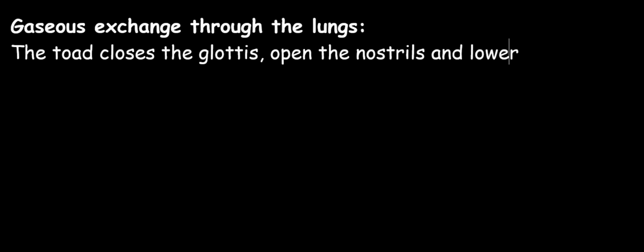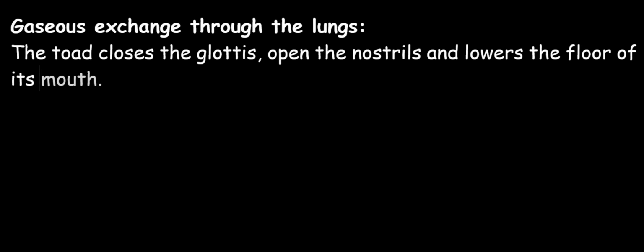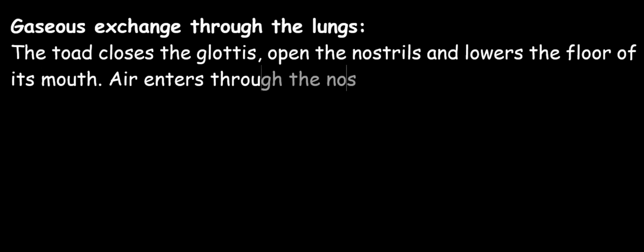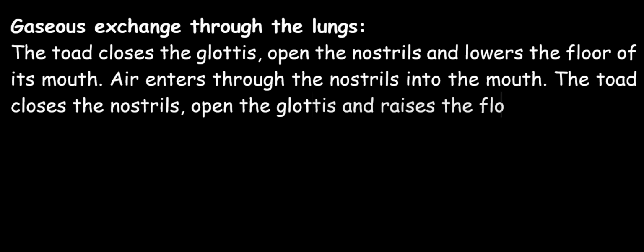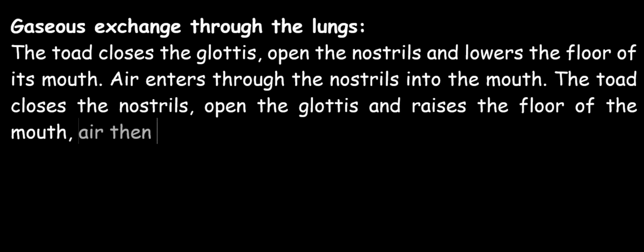How does the toad carry out gaseous exchange through its lungs? First of all, the toad closes the glottis, opens the nostrils, and lowers the floor of its mouth. Air enters through the nostrils into the mouth. Thereafter, the toad closes the nostrils, opens the glottis, and raises the floor of the mouth. Air then passes into the lungs.